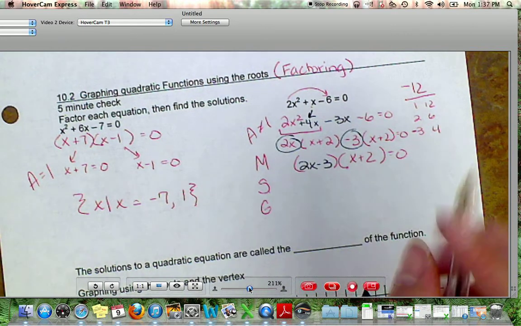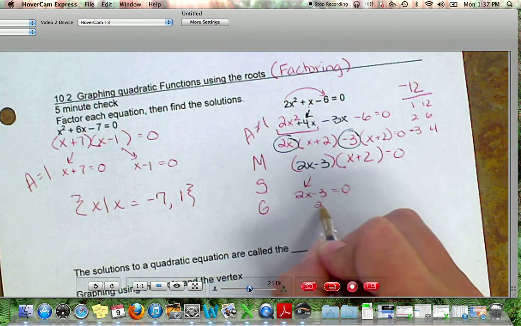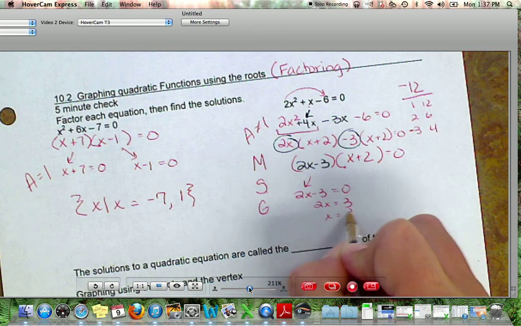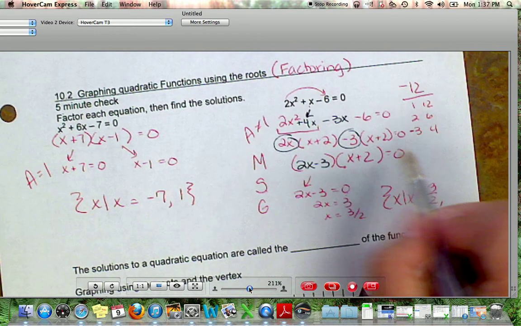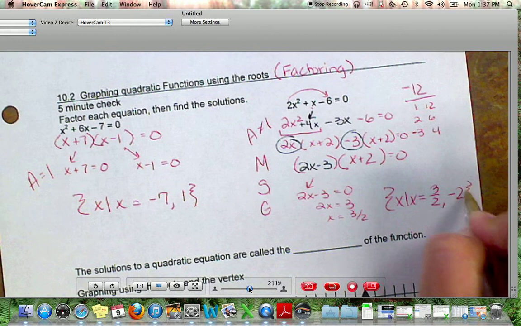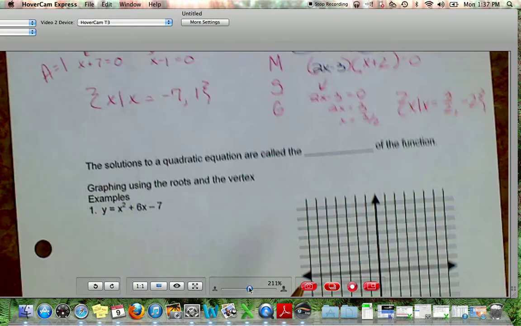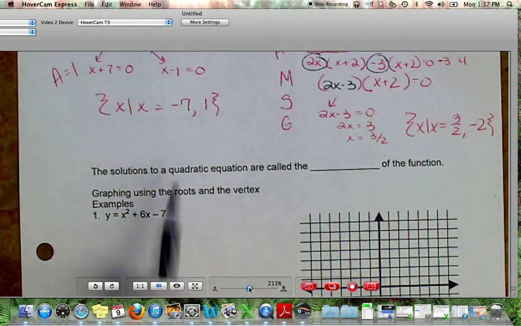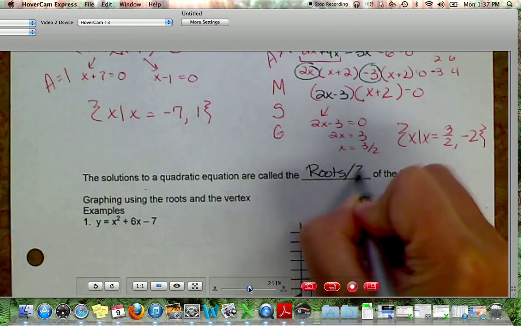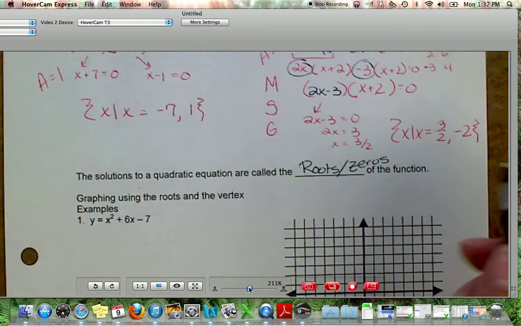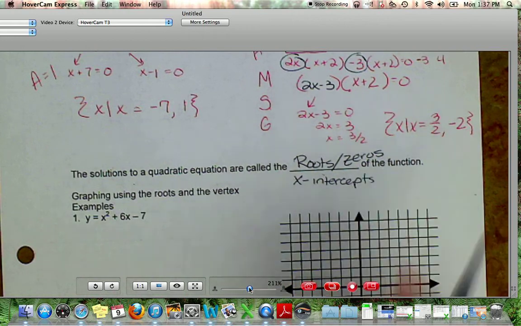We're not done yet, though, because we have to set these equal to 0 and solve. So we add 3 to both sides and divide by 2, and we get x equals 3/2, or you can write 1.5, and this one will give us -2. So you have to know how to factor in order to use this method to graph your parabolas. The solutions to a quadratic equation are called the roots, or the zeros, and they are also the x-intercepts. So all of those will help us out here.